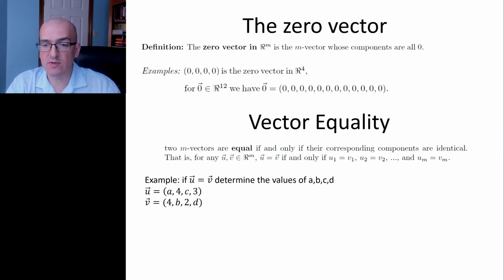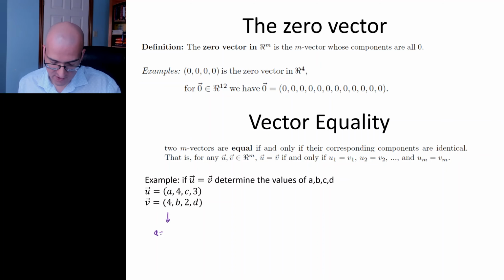The other no-change property from previously is the idea of vector equality. If 2 vectors are equal in 4 dimensions, it just means the first component of one vector is equal to the first of the second, the second component is equal to the second component, third is equal to the third, fourth is equal to the fourth. So in this example here, we're told that u is equal to v, and we're asked to find the values of a, b, c, and d.